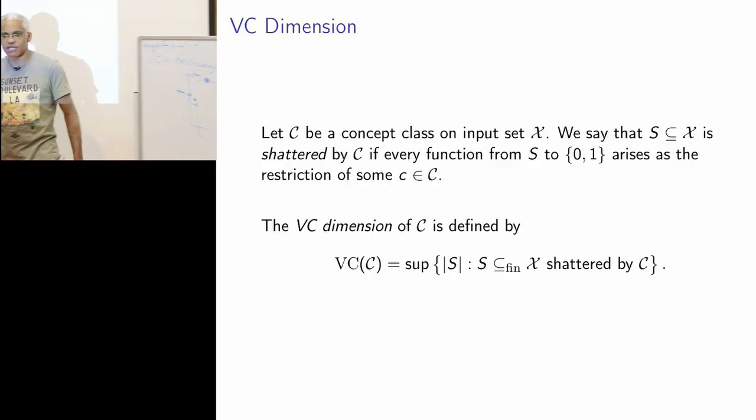So for any set of five points, there is an unrealizable labeling.